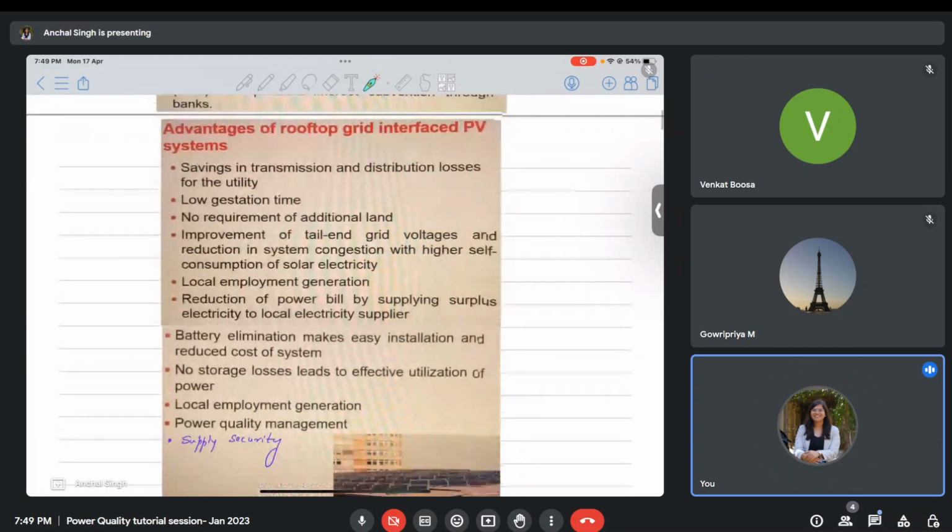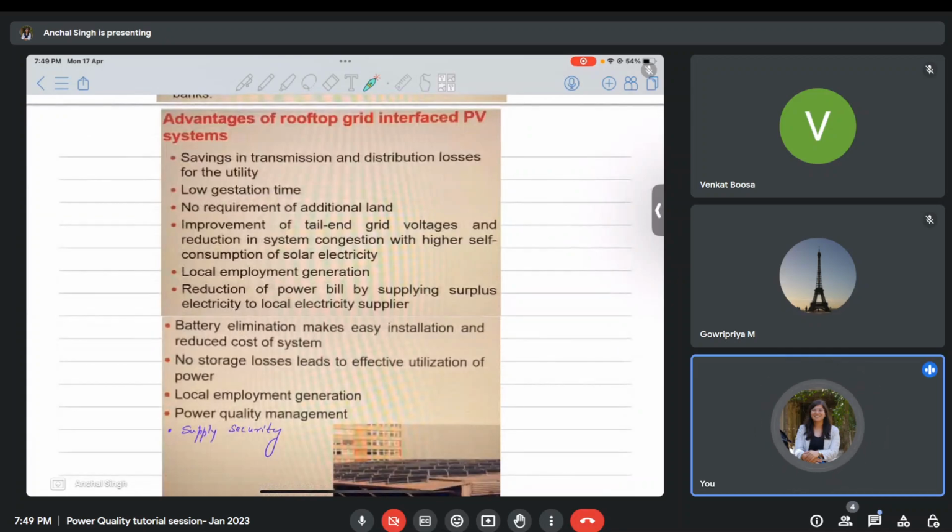Then there are a lot of advantages of rooftop grid interface PV systems. You could have savings in the transmission and distribution losses. Basically, if you use solar, you just have to pay for the initial investment cost, right? Once you have deployed that solar plant in your house, you won't have to pay for the electricity. In fact, if you are pumping into the grid, you will get back the payment. That means you might start earning if you have surplus power generation.